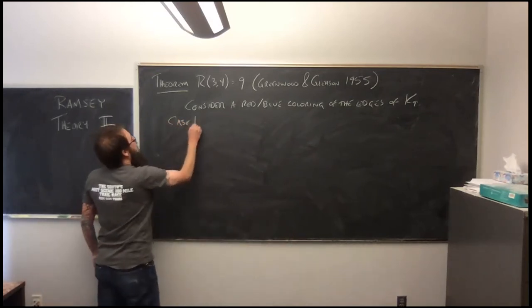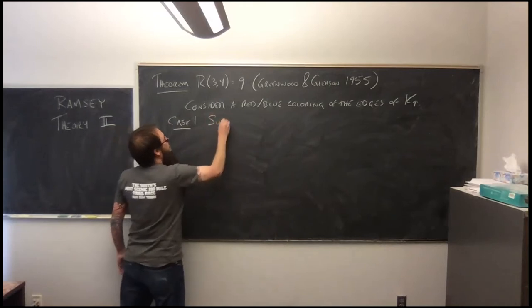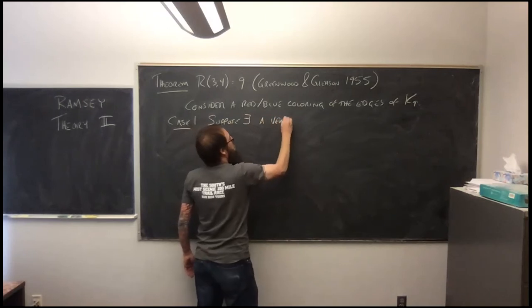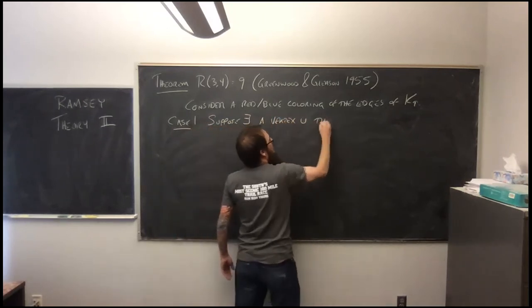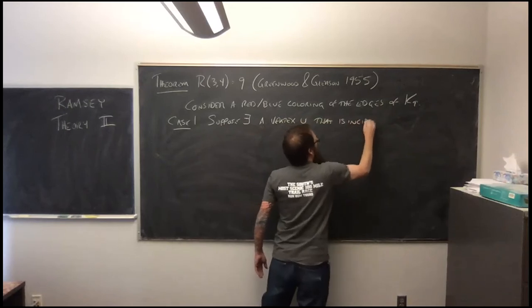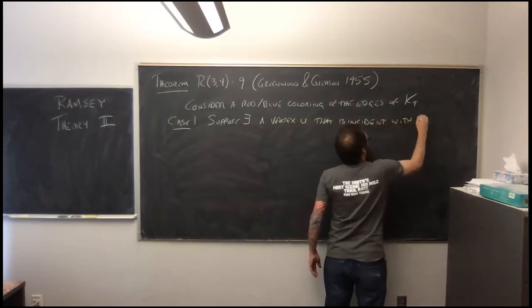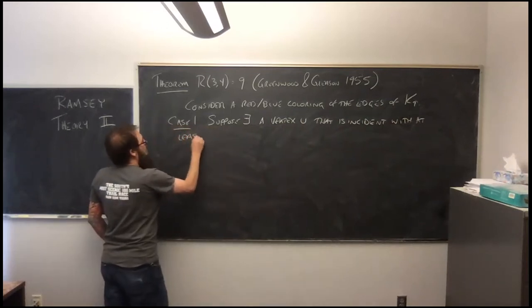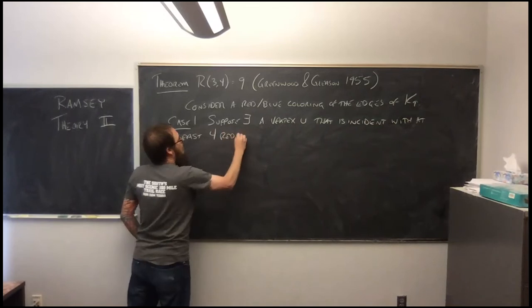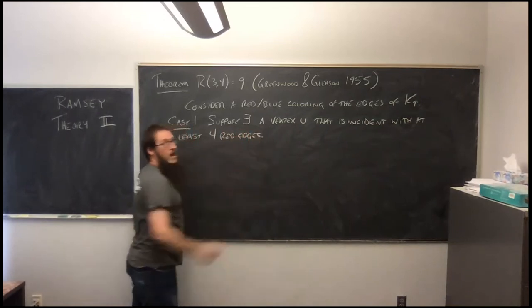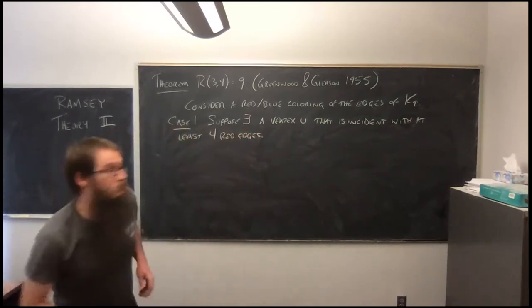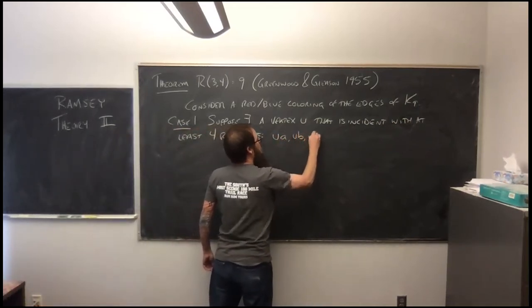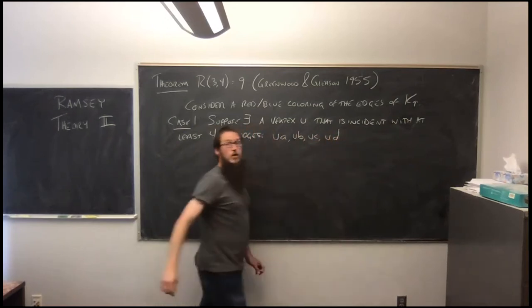So case 1, suppose there exists a vertex U that is incident with at least 4 red edges. And let me go ahead and draw it. In fact, I'm going to call them UA, UB, UC, and UD.